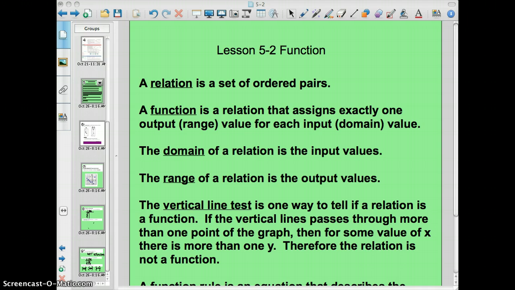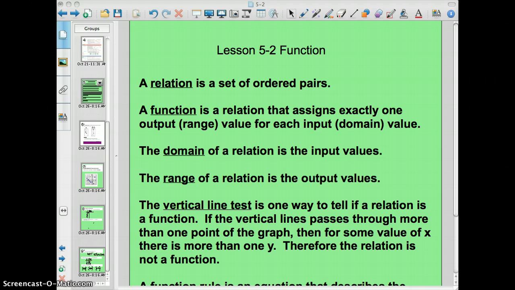A function is a relation that assigns exactly one output range value for each input domain value. Okay? I think we talked about domain and range a little bit in chapters 1 or 2. But so it assigns exactly one value of the output. So if you put in one x, it's only going to give you one y. It's not going to give you two different y's. That's what makes a function.